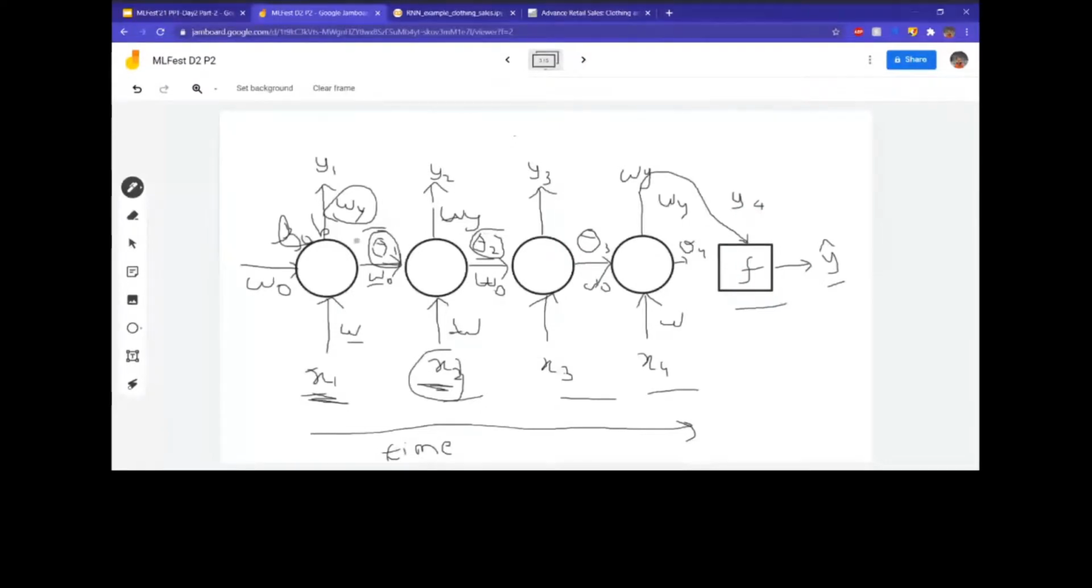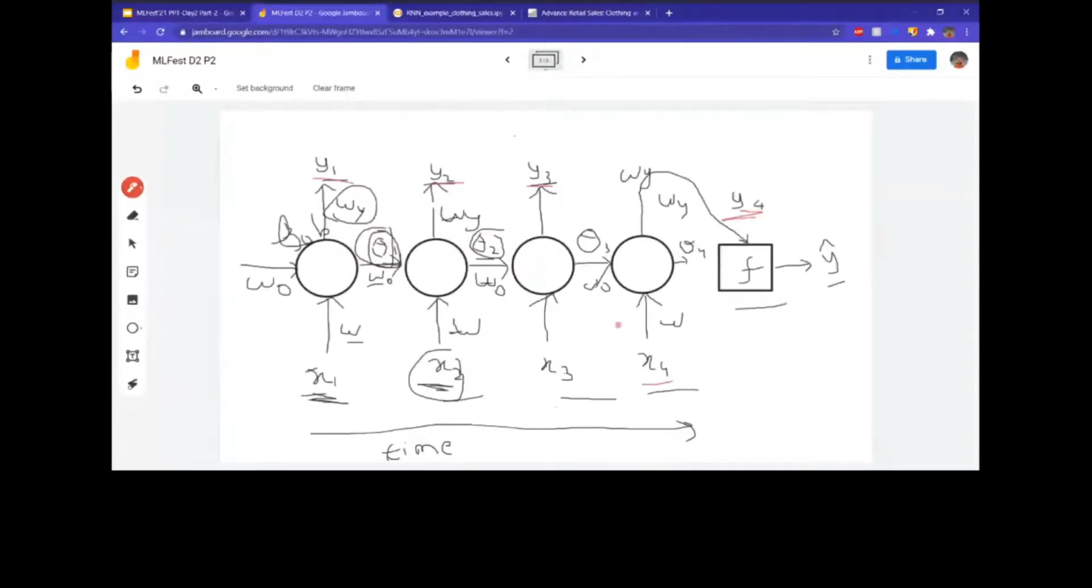In this case, we are trying to predict the word after x4. That means we don't really need the prediction outputs from the other steps. I should actually use the red pen. We don't actually need the outputs from these other steps because we only want it after word 4, which is over here. That's why we only use y4.